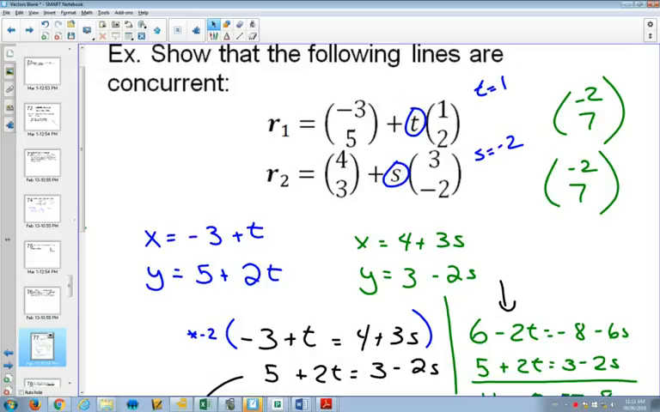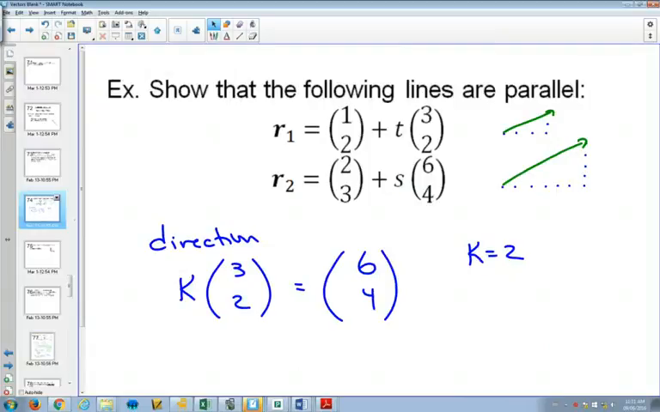The thing that comes up is, well, what would have happened in that previous example that we looked at if it said, show that they're parallel? If this question's instructions said instead, do they intersect or are they parallel? You would probably start by trying to find the point of intersection.